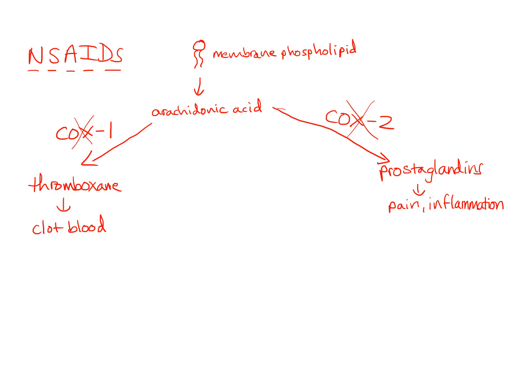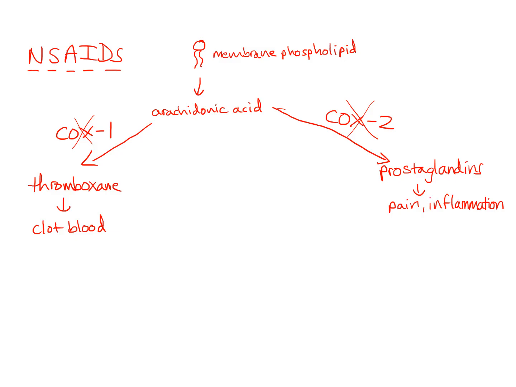But we could also use that to our advantage, because if you have a person who's had a heart attack or a stroke, we actually tell them to take a low dose of aspirin, because we know the aspirin is going to block that COX-1 enzyme. They don't make as much thromboxane, and then they're not as likely to form blood clots, and that decreases their risk of having another heart attack or stroke. So that's why we recommend aspirin for those patients.